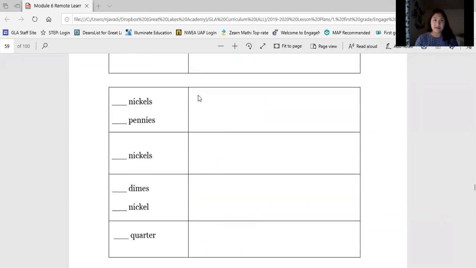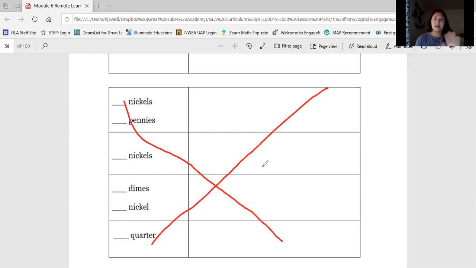We're going to skip over this part. If you have the packet, just remember that we're skipping over that part.